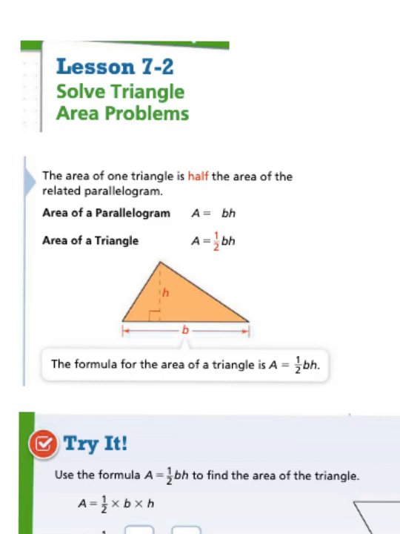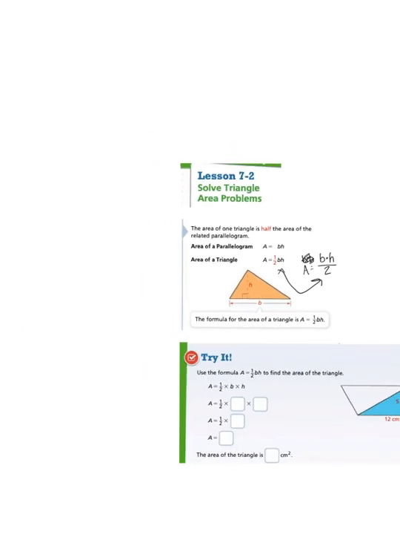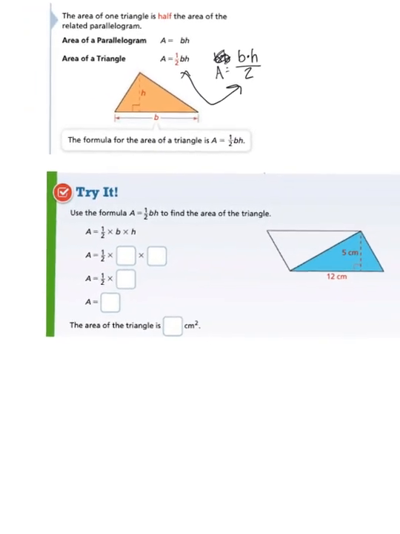Now, something I want to show you is that whenever you look at this, you can also look at this as base times height divided by 2. This is also the same thing. Both of these equations mean the exact same thing, because whenever you're multiplying by 1/2, you're really dividing by 2. So let's check this out.